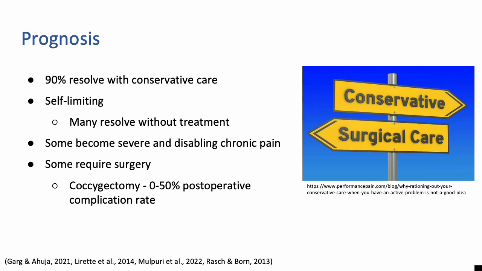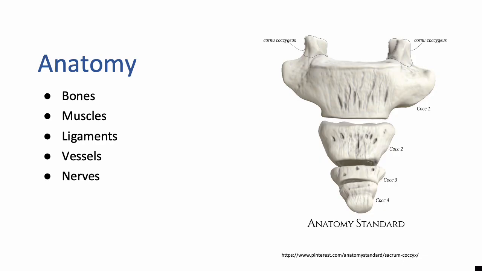Many resolve without treatment. Some, however, do become severe and cause disabling chronic pain, and then some require surgery. That surgery is called a coccygectomy, and the complication rate for infection is about 0 to 50%. So next we will talk about anatomy. We're going to go over the bones, muscles, ligaments, vessels, and nerves.